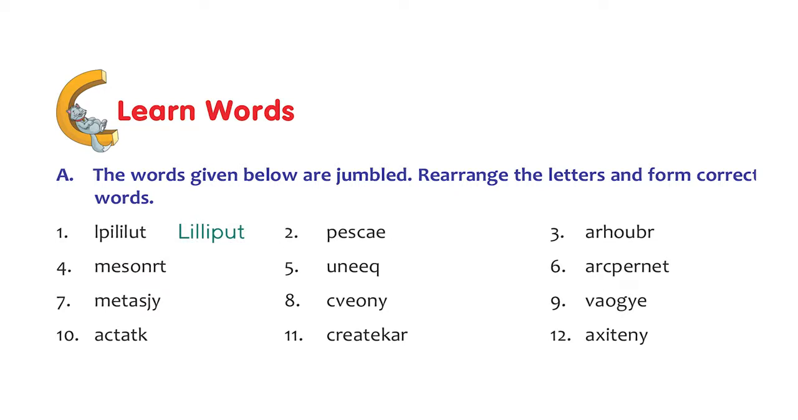Let's look at the seventh one. M-E-T-A-S-J-Y. Looks like majesty. Let's put the right spelling there. M-A-J-E-S-T-Y. The 10th one looks like attack. What is the right spelling? A-T-T-A-C-K. Like this, you can rearrange the jumbled spellings and make them correct.